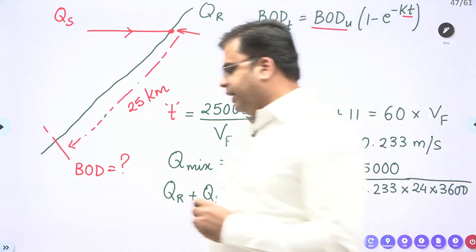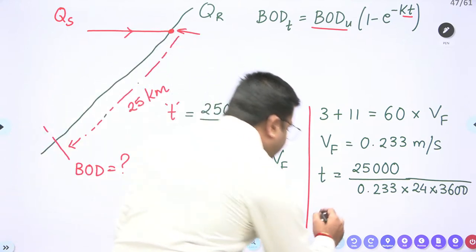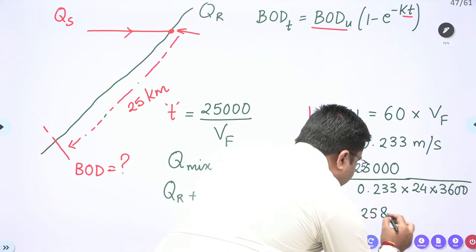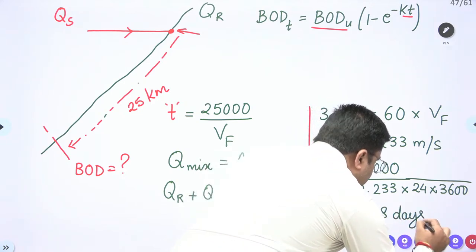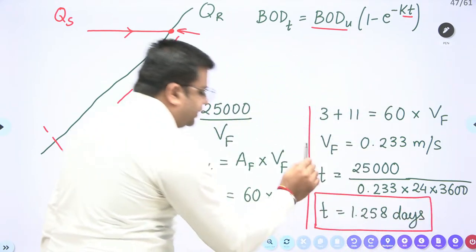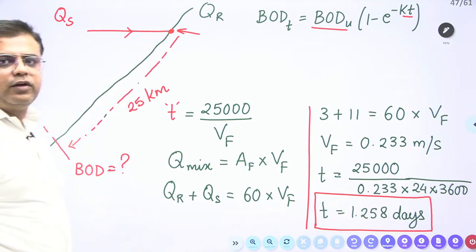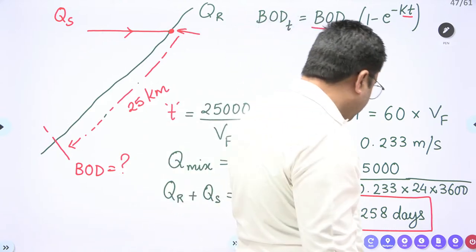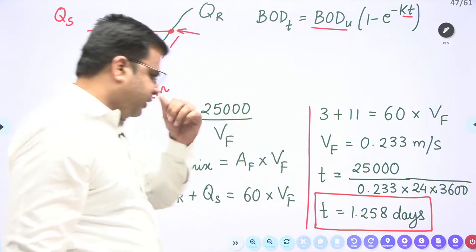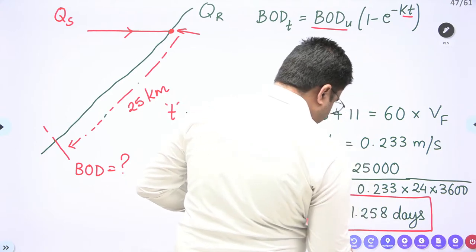So this time in days is 1.258 days. So this T is 1.258 days. So I have the time in days in which this water of the mix is going to reach from this point till this point, which is 25 kilometers downstream. Correct? 1.24, I'm getting 1.258 something. Okay, so that is also considered. No problem. So this is 1.24 or 1.25, whatever.